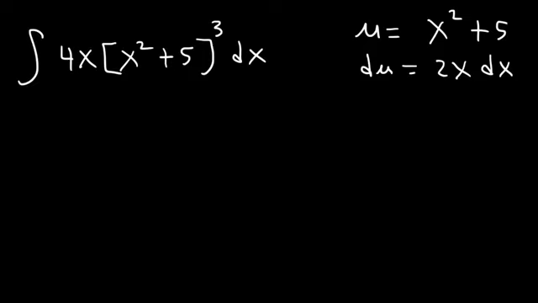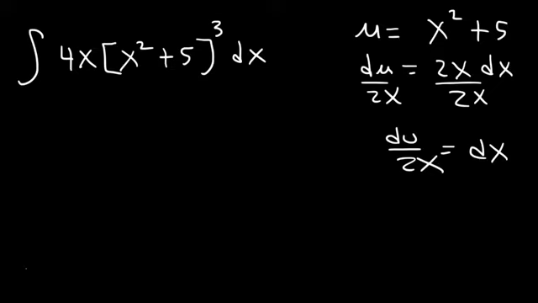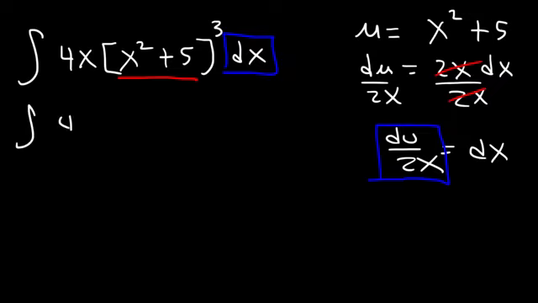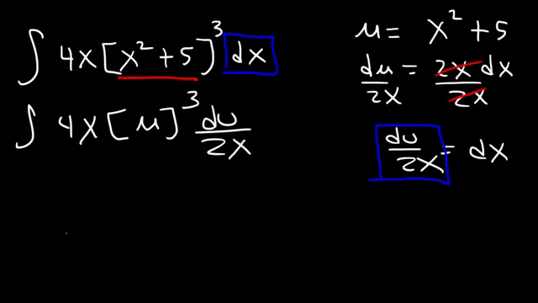So what I'm going to do now is solve for dx in this equation. If I divide both sides by 2x, dx is equal to du divided by 2x. Now what you need to do is replace this with u and replace the dx with du over 2x, and it will all work out. So let's go ahead and do that. So we have 4x, and then u raised to the third power, and then du divided by 2x.